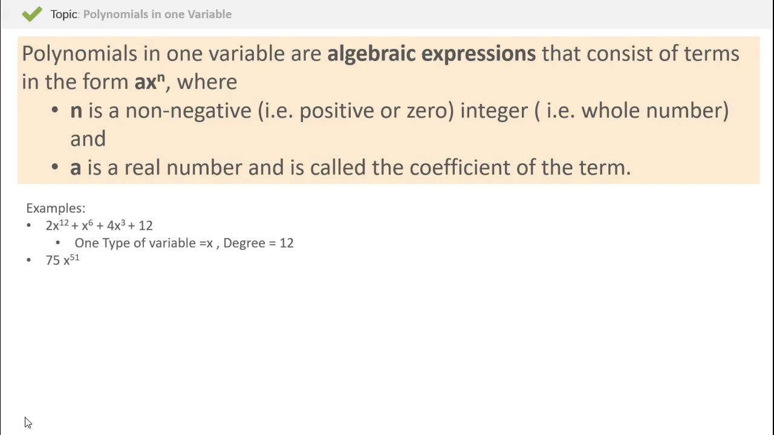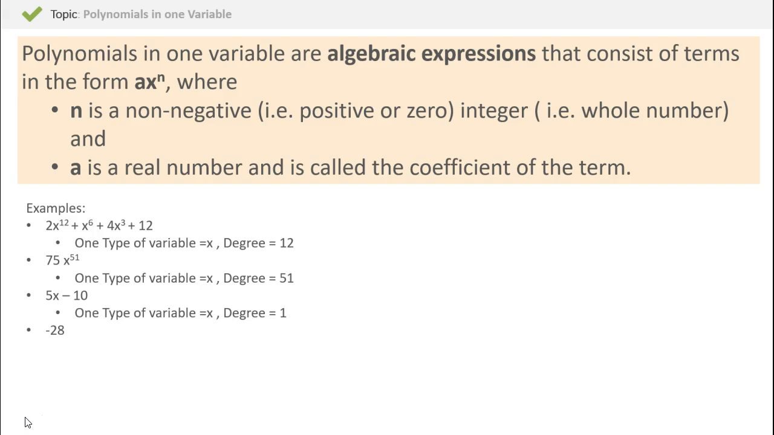Here is another example of 75x to the power 51, which has only one term and it has only one type of variable, which is x, and the highest power of it is 51, and hence the degree of this polynomial is 51. 5x minus 10 is an example of a linear polynomial where you have one variable type called x and the degree is 1.